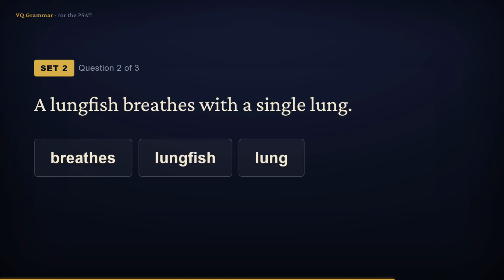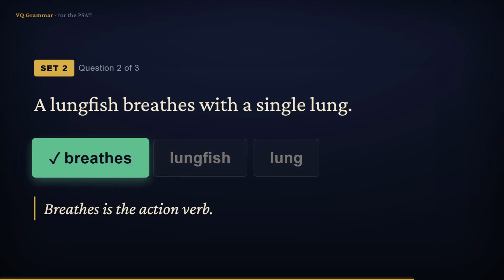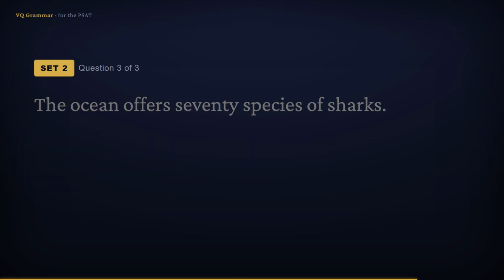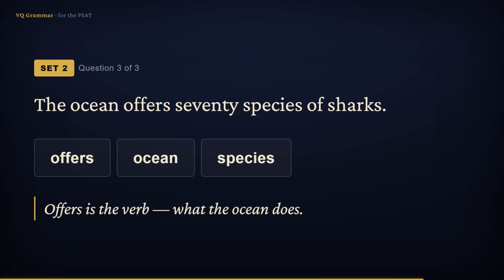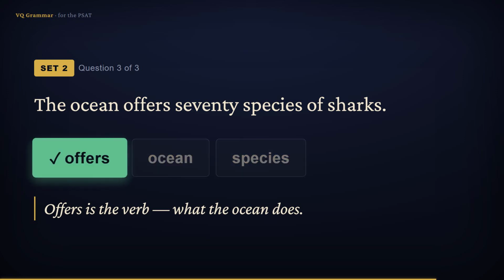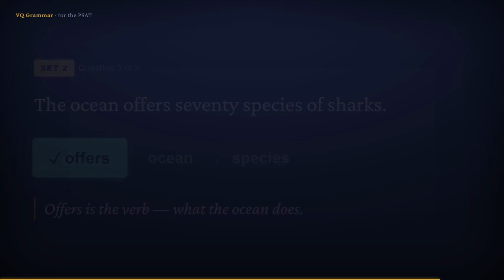A lungfish breathes with a single lung. The lungfish is the subject. What does it do? It breathes. Breathes is the action verb, so it's the simple predicate. So the answer is breathes. The ocean offers 70 species of sharks. The ocean is the subject. What does it do? It offers. Offers is the action verb, so it's the simple predicate. So the answer is offers.